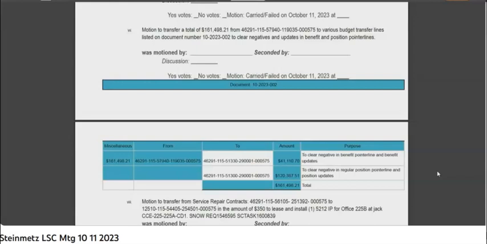Any questions? No, I had the same question that Ms. Dunn did, because we're clearing pointers and benefits on the first one that we voted on for 18. And now we're doing similar with 161,000. That's a lot of money. So why is it separated in two then?